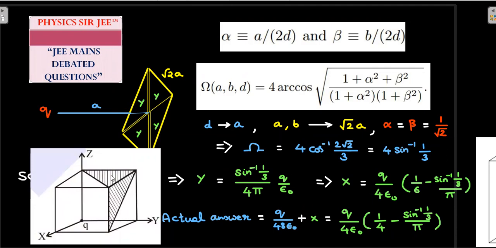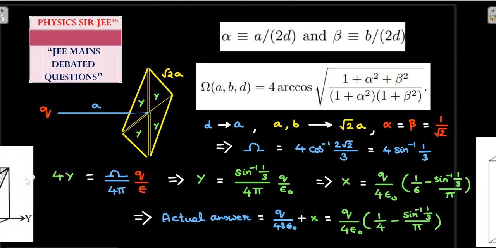And this upper one was already q by 48 epsilon naught. So the total answer is q by 48 epsilon naught plus this x, which I substitute here. So this is the original answer, or the final answer that was supposed to be given, but the JEE's intentions were different, and I was very much surprised about their key, and also more surprised that a lot of teachers and a lot of students jumped to conclusion without scrutinizing the actual symmetry.